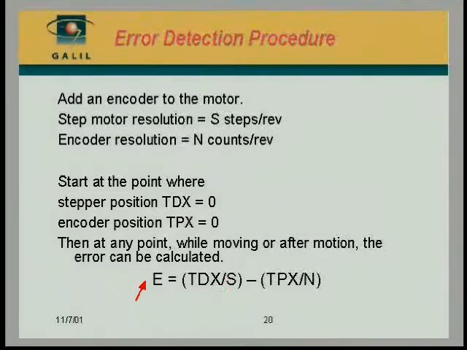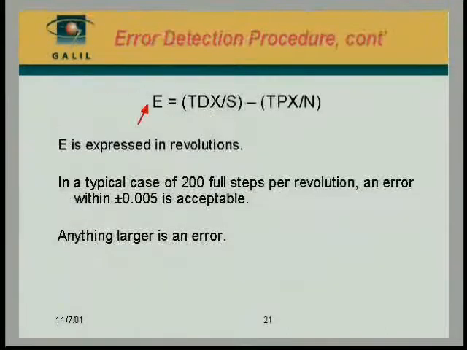So E is the error, which is the difference between the number of revolutions the step motor is supposed to be doing and the number of revolutions that the encoder is reporting. But keep in mind, E is expressed in full revolutions. Now, how large of a value could E have and still be all right?